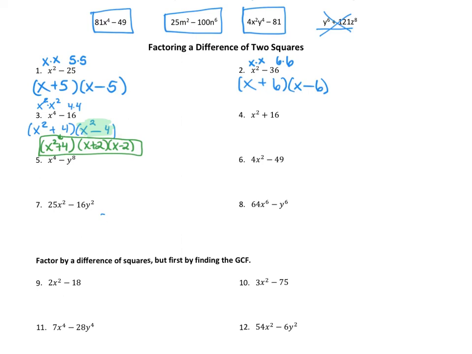So number 4, this looks like a difference of squares, but the key word is that it's not a difference because of that addition sign. So this is actually not factorable because there's no GCF other than 1, and it's not a difference of squares.